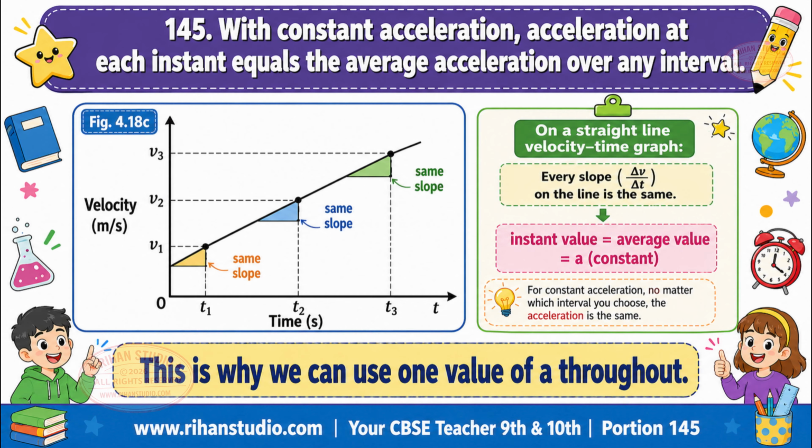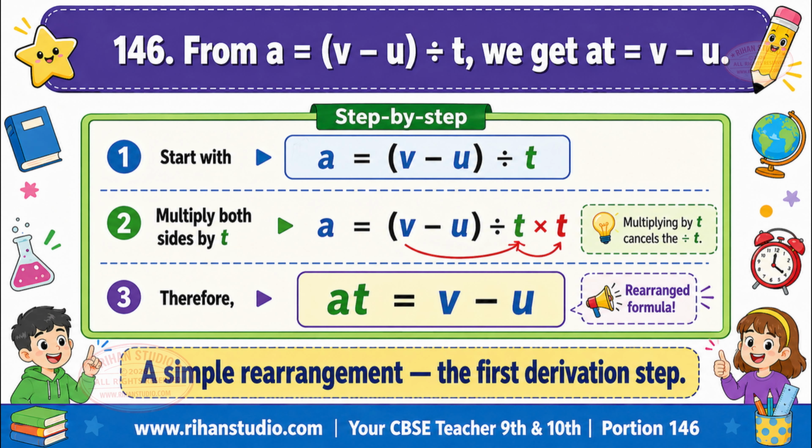Here's why the formulas work. When acceleration is constant, its instant value equals its average value, so we can use one value of a throughout. From a equals (v minus u) divided by t, we get at equals v minus u. A derivation step: start from a equals (v minus u) over t, and rearrange to at equals v minus u.